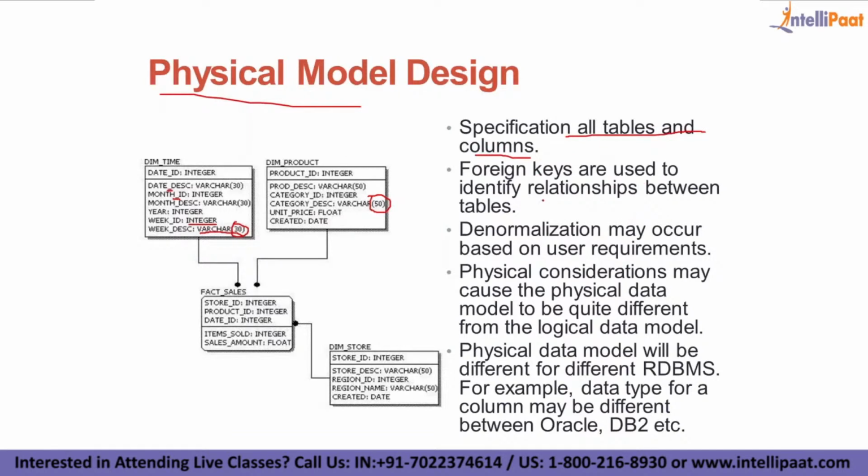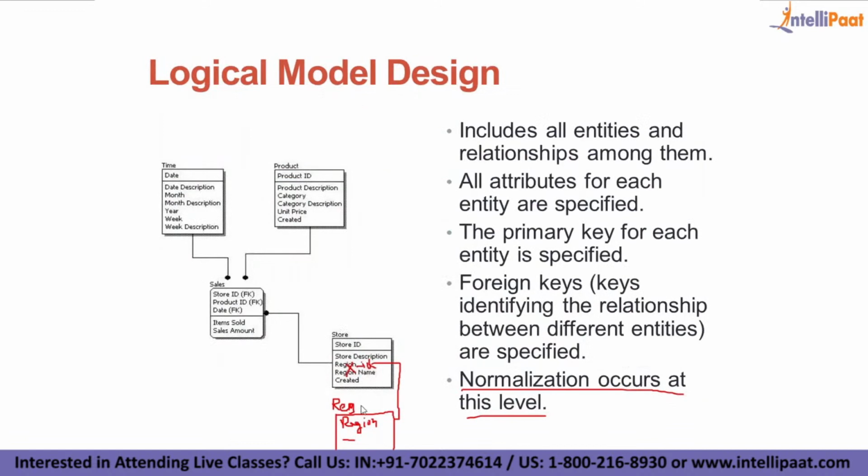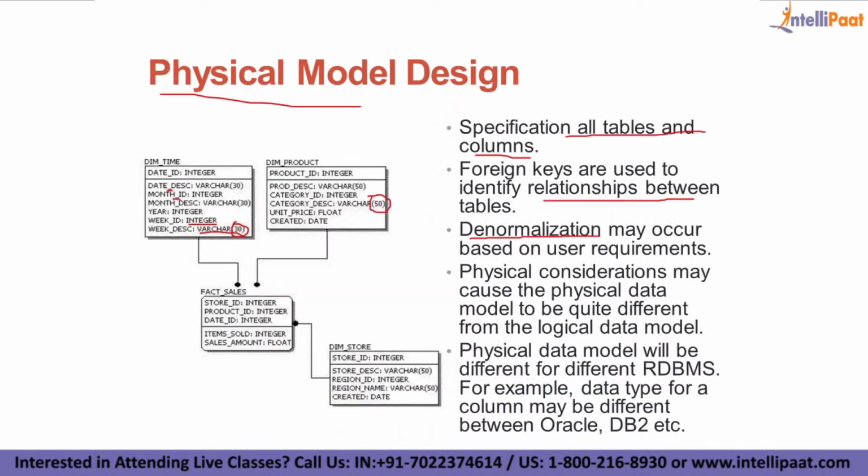The foreign keys are used to identify the relationship between the tables, and denormalization may occur. Denormalization means we had split the tables, right? Two tables might be merged into a single table. If necessary, we will do this denormalization based on the requirement. So physical considerations may cause the physical data model to be quite different from the logical data model. The physical data model will also differ for each database.